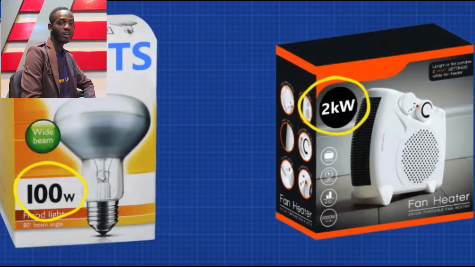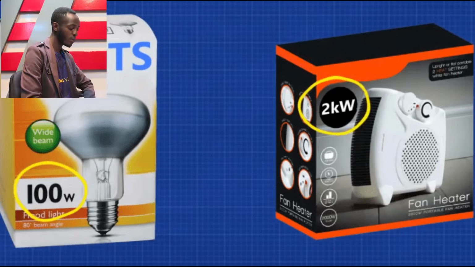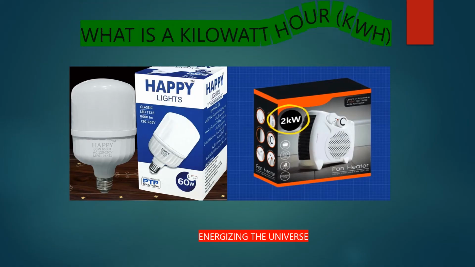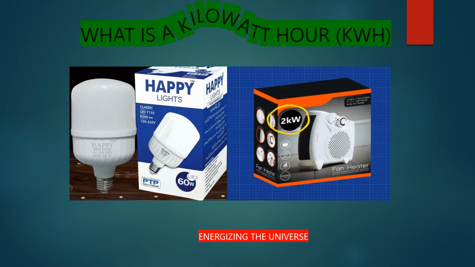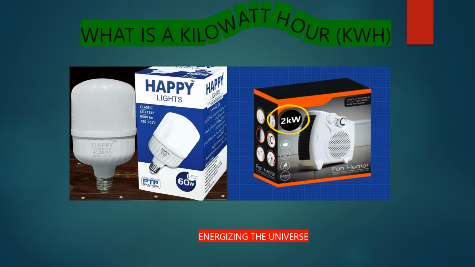On electrical products you purchase, you will see a value stated in W or kW, meaning watts or kilowatts. This is the power demand of the product. It tells us how much energy per second this will demand in order to work. You can see the bulb rated in 60 watts and fan heater rated in 2 kilowatts. So kilowatt is equal to kilo and watts.